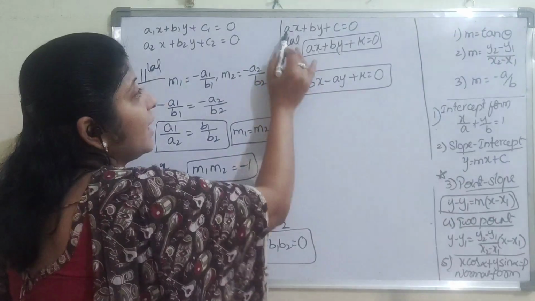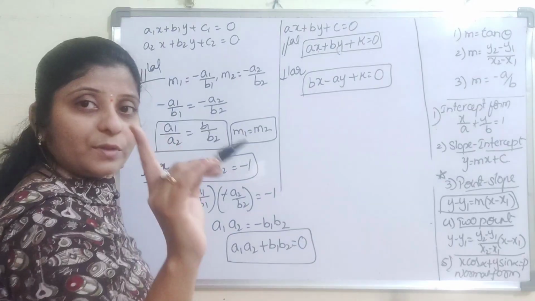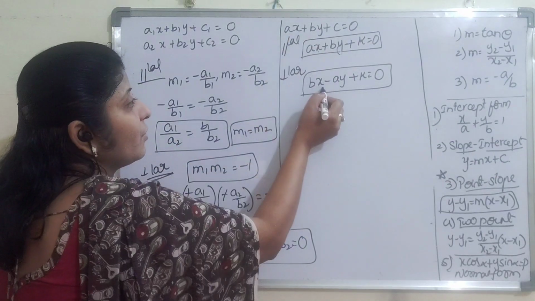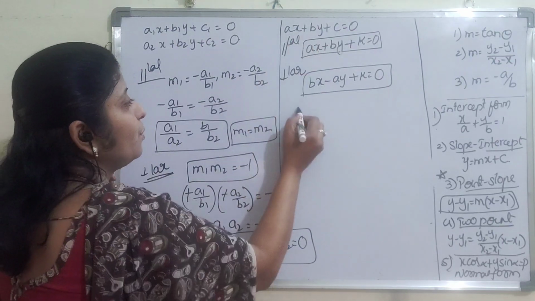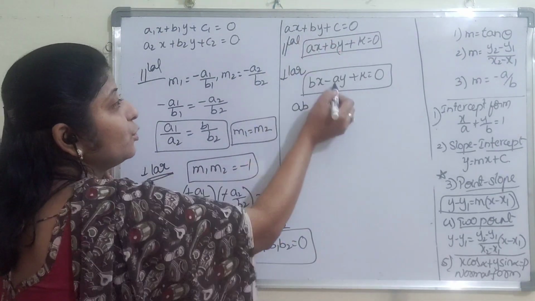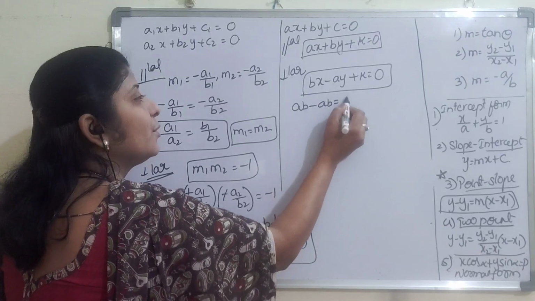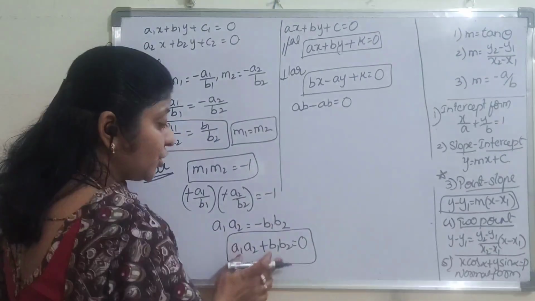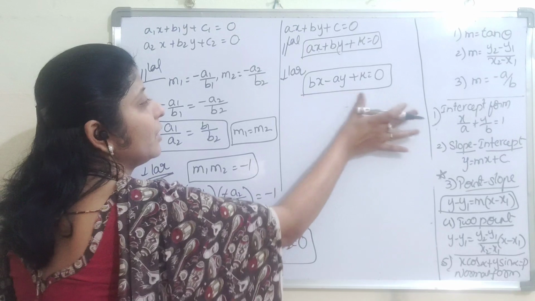So if you see this one, a by a, b by b will give you one ratio. For these, a1 a2, a into b, plus b1 b2, b into minus a, minus ab, will give you again 0 itself. The condition is satisfied. For that only it will come here.